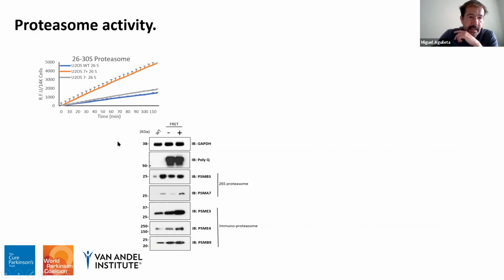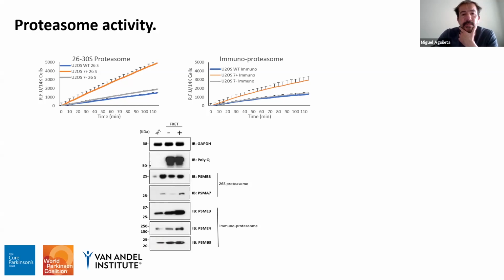And the answer is yes. You can measure the activity of the proteasome by using an artificial substrate coupled to a fluorophore. And you can see the orange graph are my cells with aggregates compared to cells without aggregates, the gray one, or wild type cells. The immunoproteasome is changing as well. Yeah, the activity is changing. Again, cells with aggregates, wild type, and no aggregates.